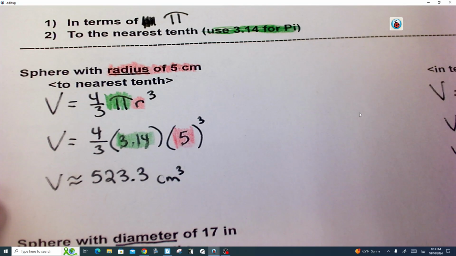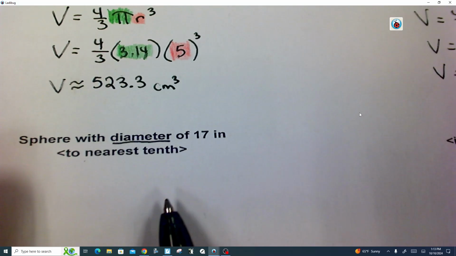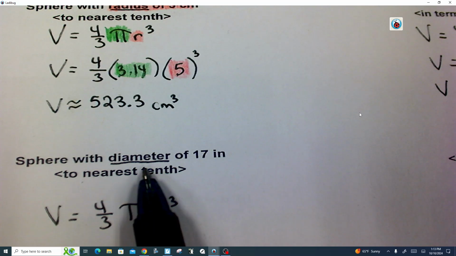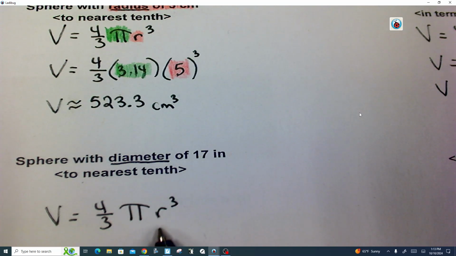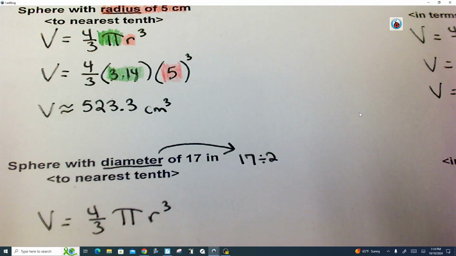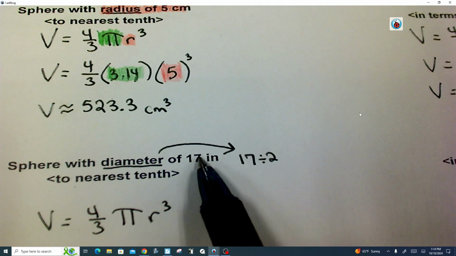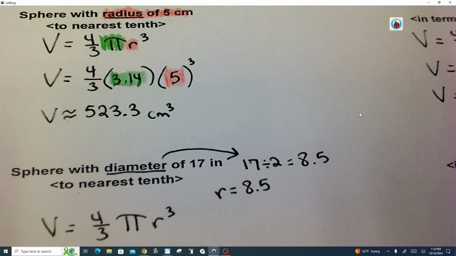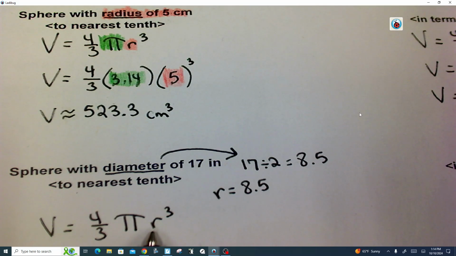So how can I find the radius? We need the radius. We know what the formula is. Can we go ahead and write down the formula? They gave us a diameter. We need a radius. It is with an R. So how can we find the radius? Literally, you will just take this diameter, divide it by 2. 17 divided by 2 is 8.5, so that radius is 8.5.